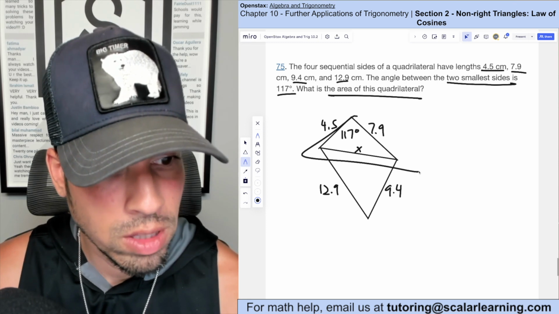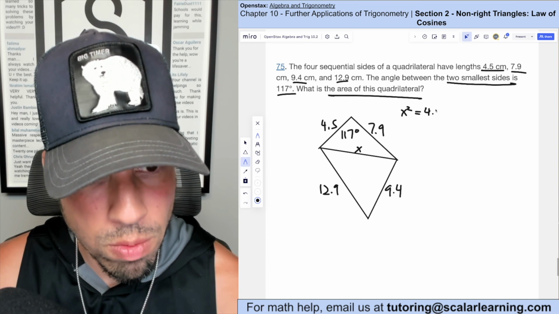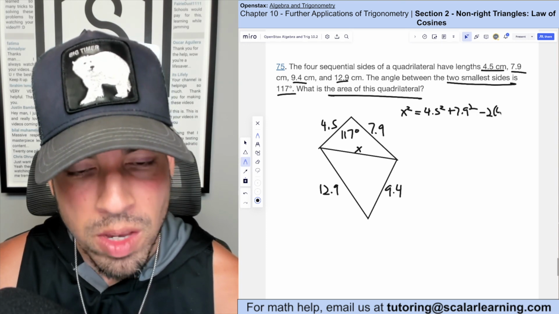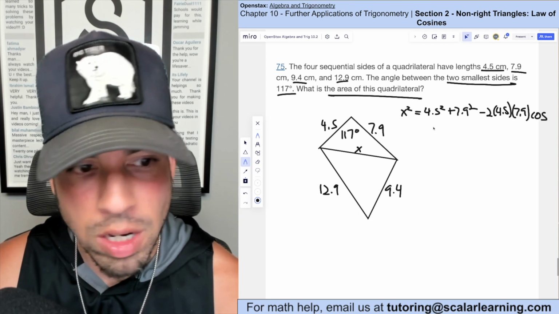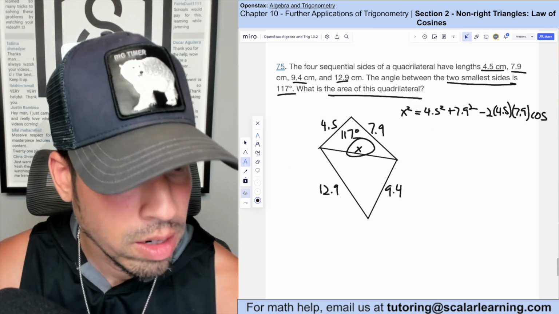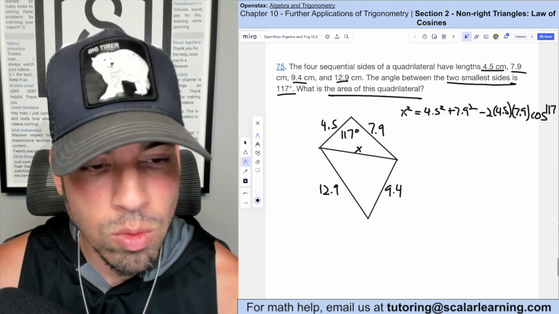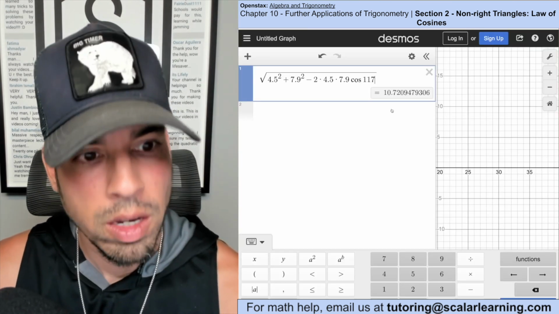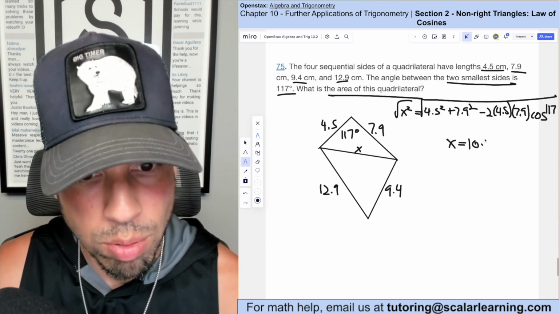So for this triangle up here, we can say x squared equals 4.5 squared plus 7.9 squared minus 2 times both of those, 4.5 and 7.9, and then times cosine of the angle opposite x, right? Which would be 117. And then I don't want x squared, I want x, so I need to take the square root. So let's do that in Desmos. And then we get 10.72. So x is equal to 10.72.